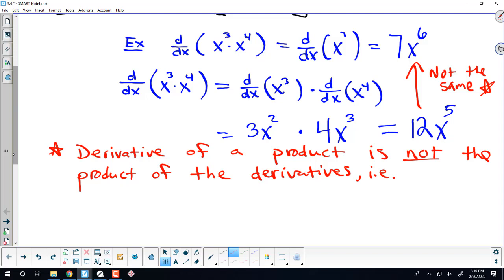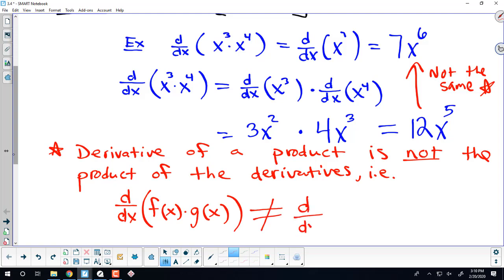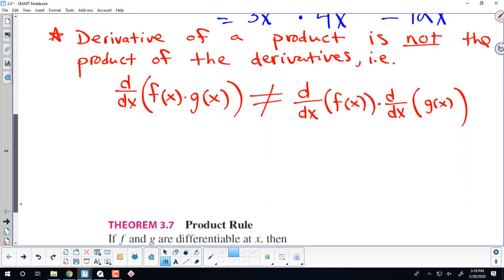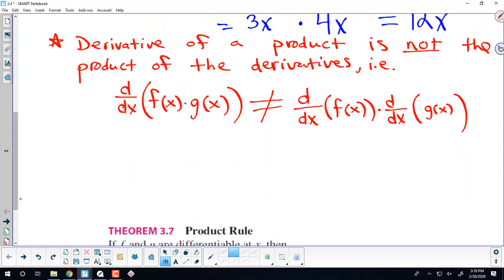That is, the derivative of f of x times g of x is not what we just did. It's not the derivative of f times the derivative of g. If it was, we wouldn't have the product rule, because it would just be, I'll just take the derivatives and multiply them together.